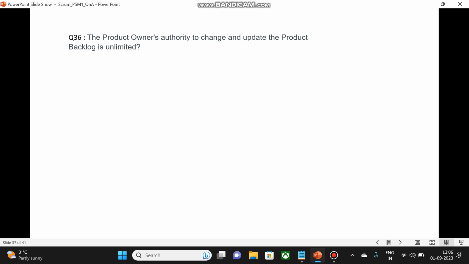Next, the product owner's authority to change and update the product backlog is unlimited. So is this statement true or false? Let's check. So this is true. Yes, the product owner has the full authority over the product backlog and the entire Scrum team should respect his decision.